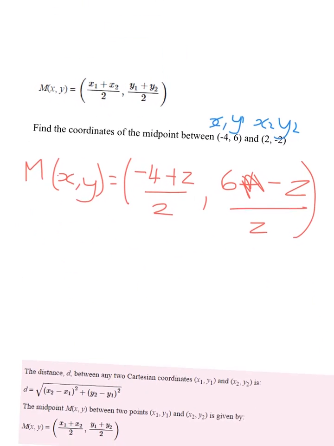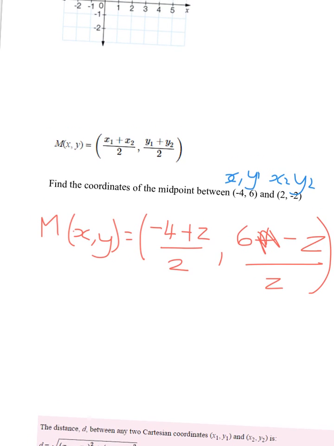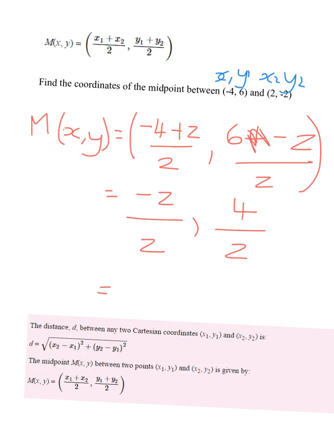We'll just move this up. Okay, so, negative 4 plus 2 will give you, and you know that answer, negative 2 divided by 2, and 6 take 2 will give you 4 divided by 2. So now we go on to the next line. We say, okay, well, what is negative 2 divided by 2? Well, 2 divided by 2 gives you 1.